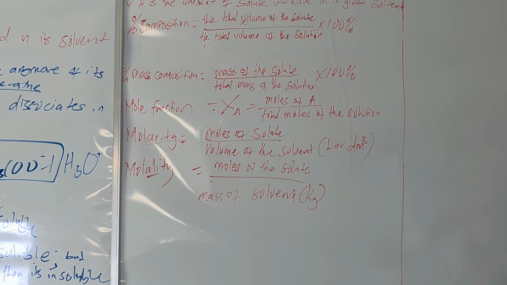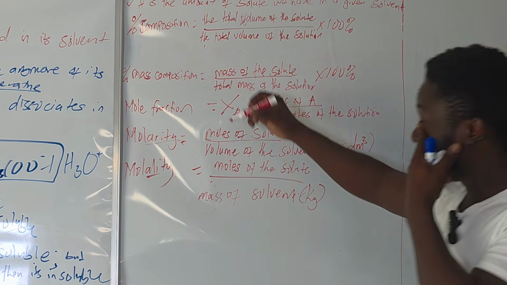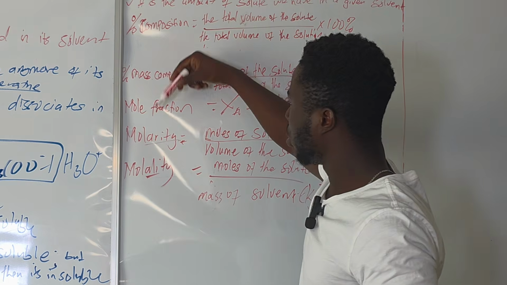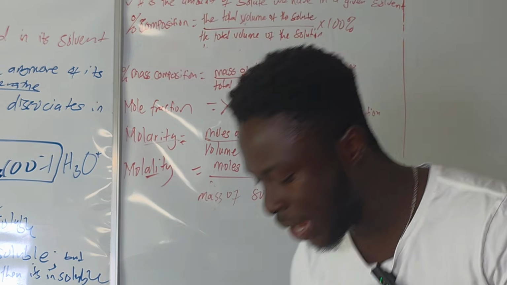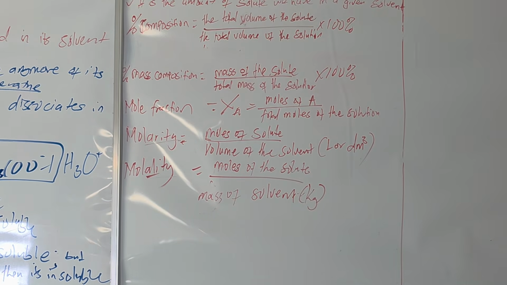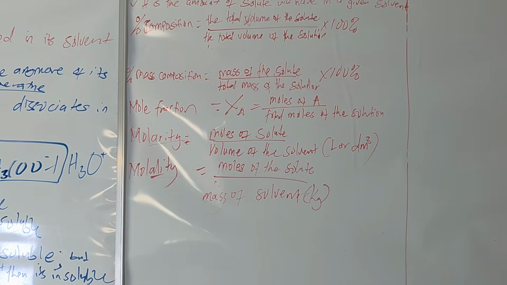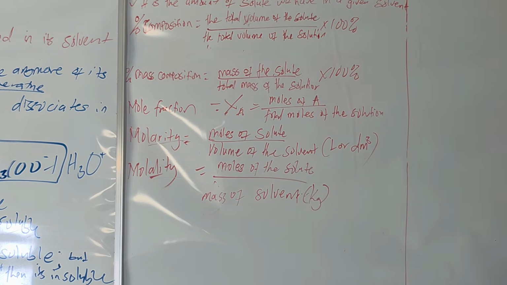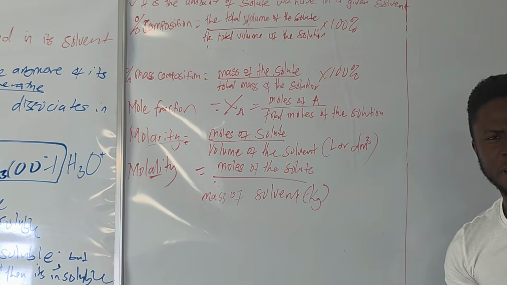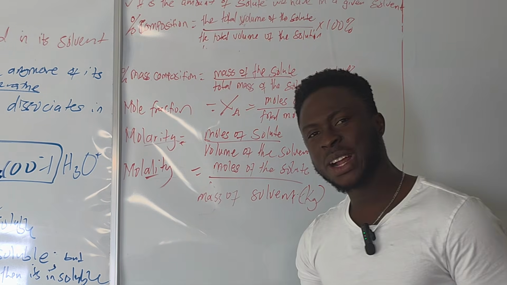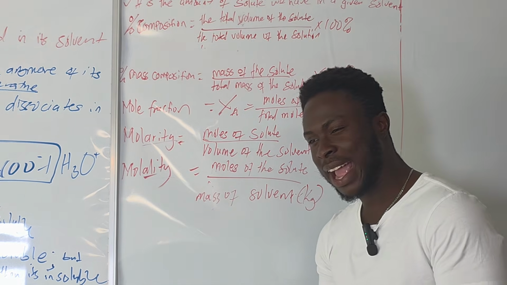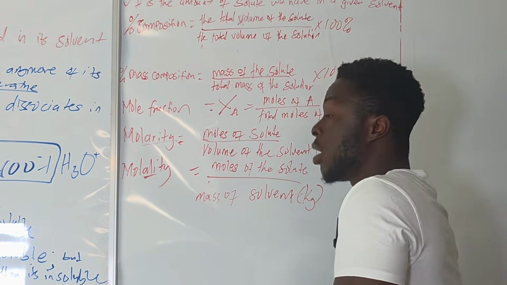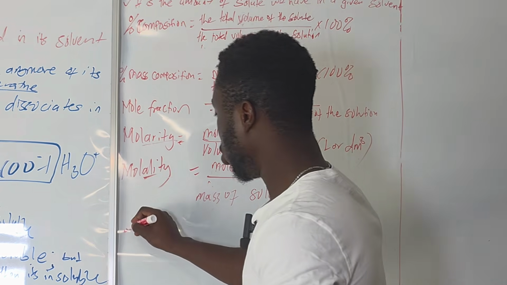It's never in grams. So these 1, 2, 3, 4, 5 are different ways in which we can express concentration. But then there are two more, which are not a way of expressing concentration, but they kind of fall in the way. And we've tackled this before.